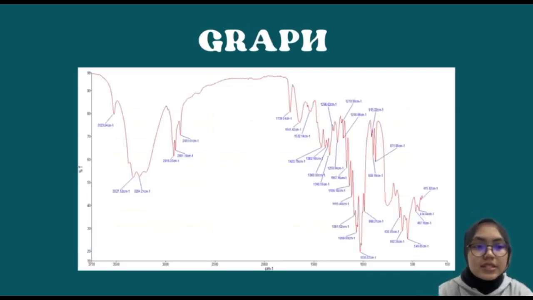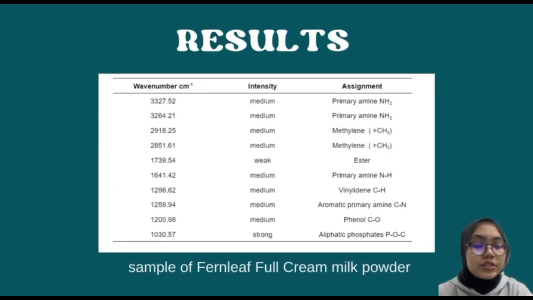The next sample is Friendly full cream milk powder. From this sample, we have received this kind of graph where we recorded most of the peaks around 80% of transmittance. So the result of this sample consists of amine, methylene, esters and aliphatic phosphates. The result is quite similar to S26 milk powder, as both of these samples are from animal source.